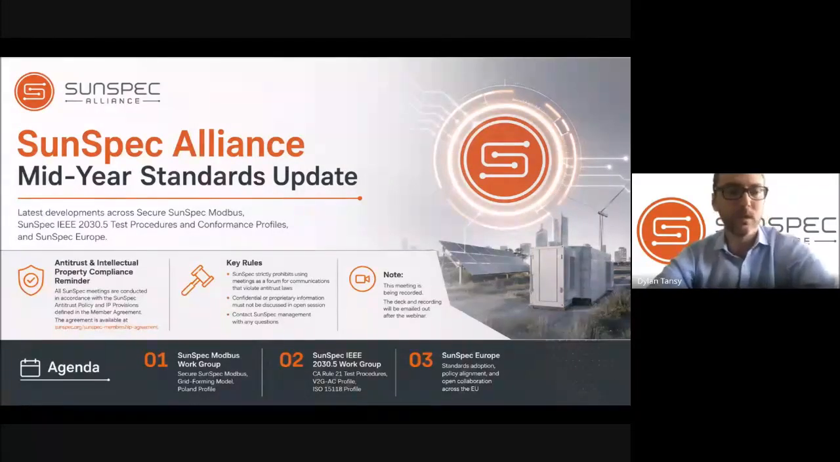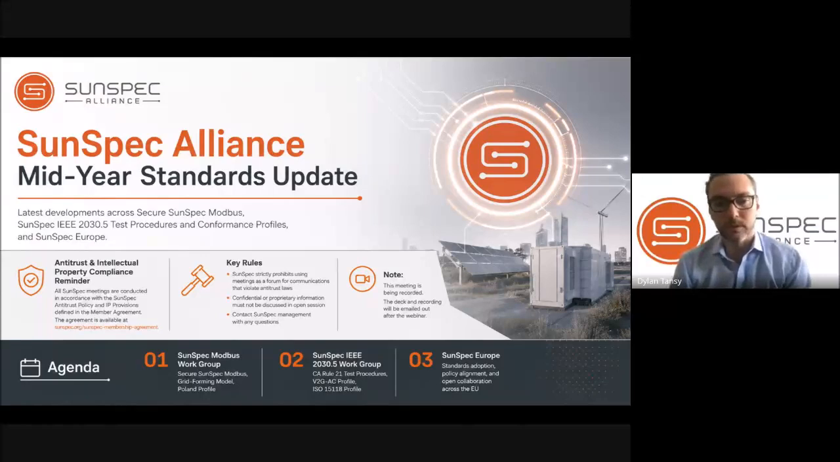For today's agenda, we're going to be looking at the work products and ongoing work out of the two main SunSpec work groups, the SunSpec Modbus work group and the SunSpec IEEE 2030.5 work group, which is currently running on two tracks right now, with a VDG track and a generic 2030.5 and CSIP test procedures update.